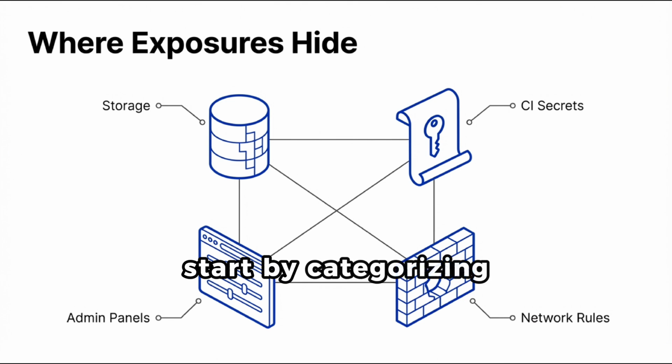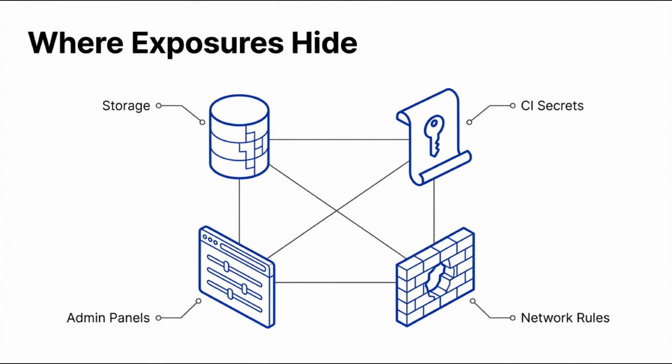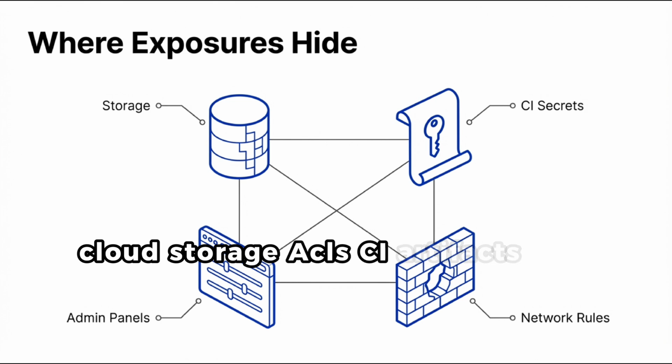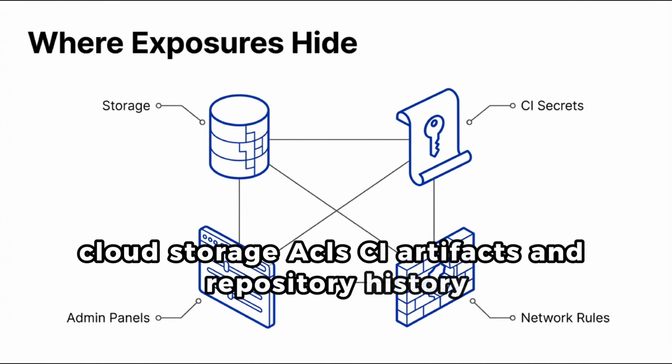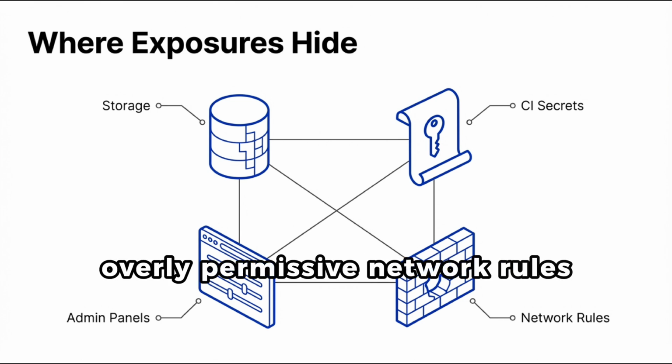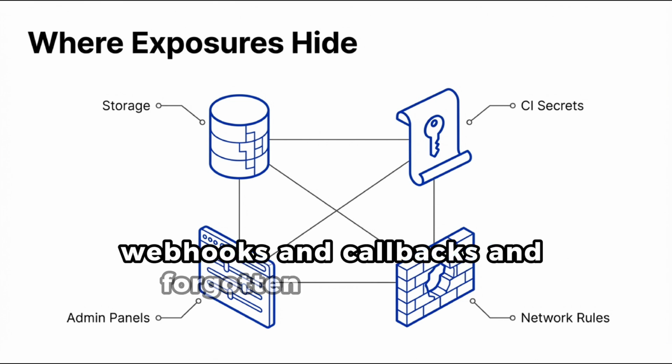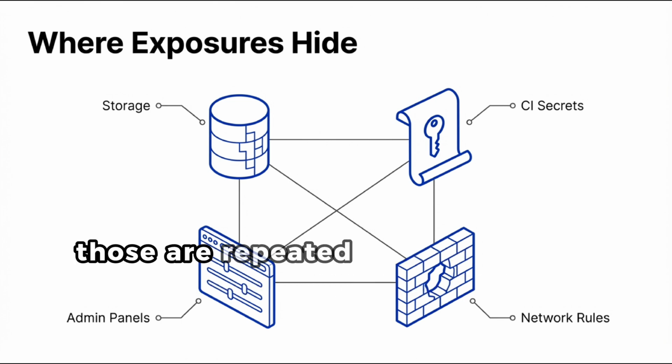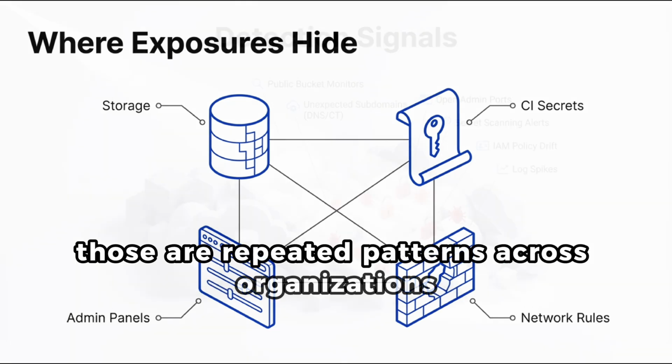Start by categorizing where accidental exposures show up most often: cloud storage, ACLs, CI artifacts, and repository history; management interfaces, overly permissive network rules, webhooks and callbacks, and forgotten environments. Those are repeated patterns across organizations.